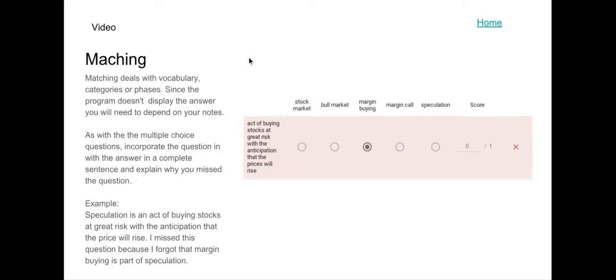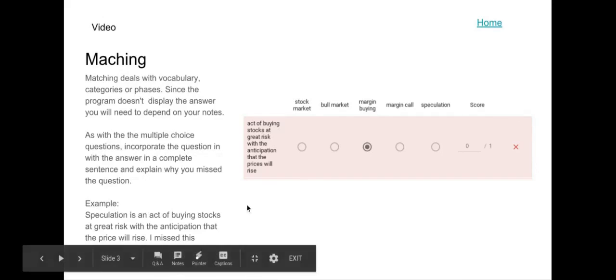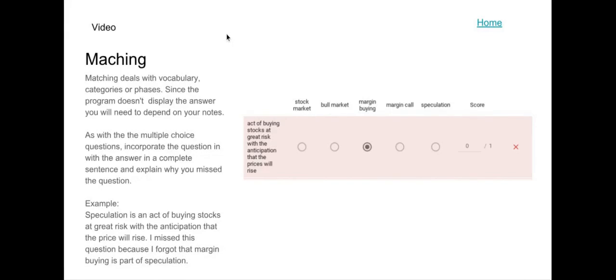Next, they identified why they missed this question. I missed this question because I had forgot that margin buying is a part of speculation. You'll write that out, both as complete sentences, on a separate sheet of paper in order to earn half credit on this item.